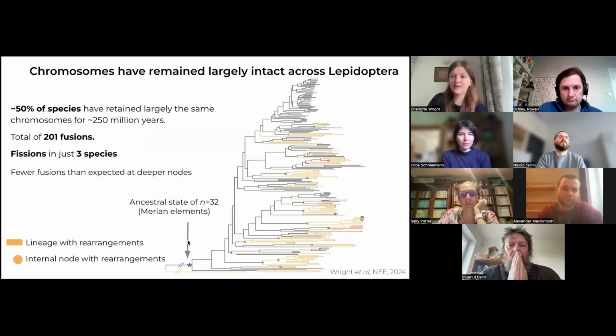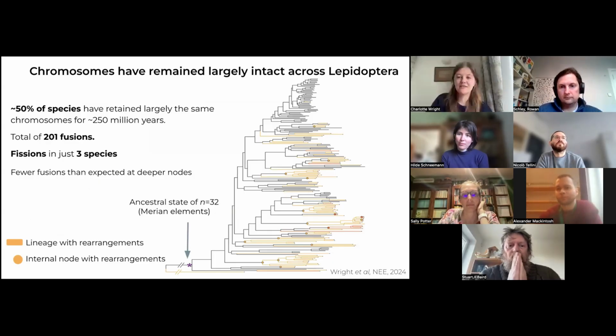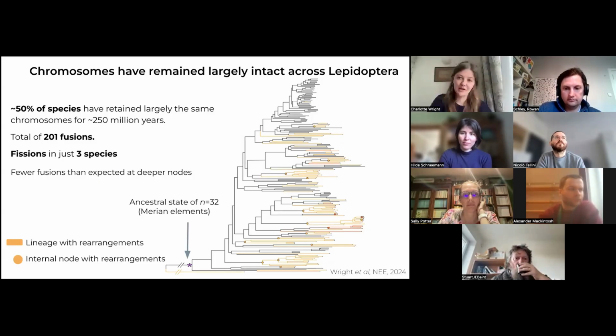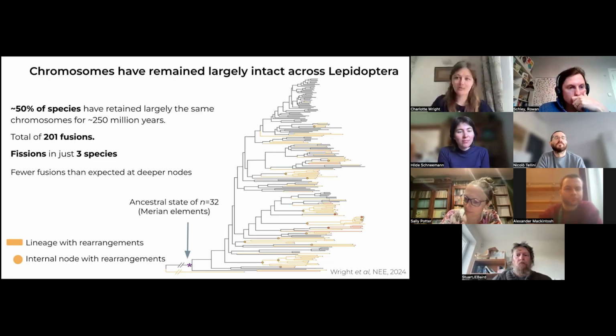And so to give you a little flavor of this, in one study during my PhD, I took the first 200 genomes that were available at the time for Lepidoptera and asked how have chromosomes evolved? And do we see the same patterns that we might have expected from the karyotype data? And so largely, yes. What we found is that around 50% of species have retained effectively the same set of chromosomes for 250 million years. And those are the ones in gray, so they haven't had a single fusion or fission. And overall, across the tree, there are around 200 fusions, whereas there were just 3 fissions. And so already we see that fusions evolve at a much higher rate than fissions do, which is quite interesting.